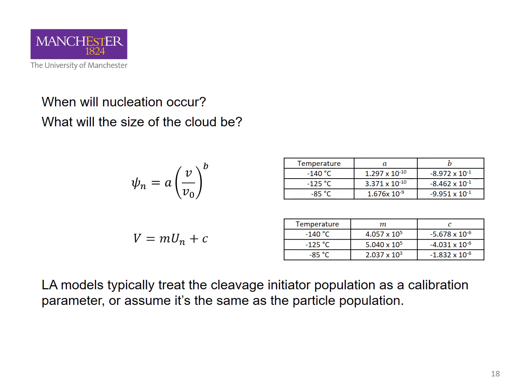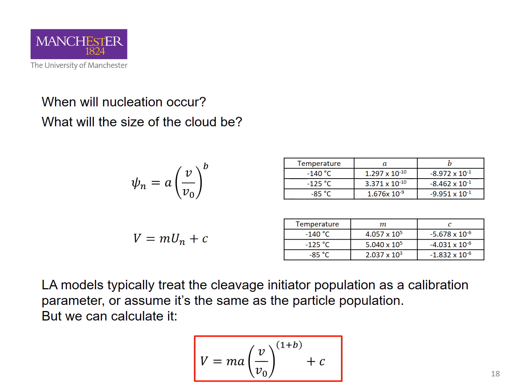Local approach models typically treat the cleavage initiator population as a calibration parameter, such as in the Berriman model by varying m, or assume it's the same as the particle population, such as in the JFJ model. Using it as a calibration parameter poses problems for transferring the calibration between different geometry sets, and assuming it's the same as the particle population has been shown to be wrong here, where the microcrack clouds are much larger than the parent particles. But we can use these results now to calculate the population of initiators.